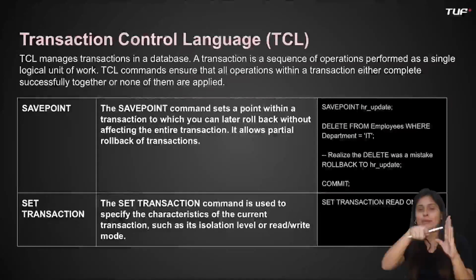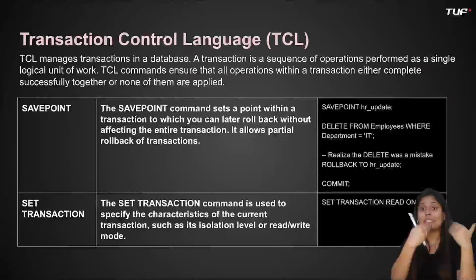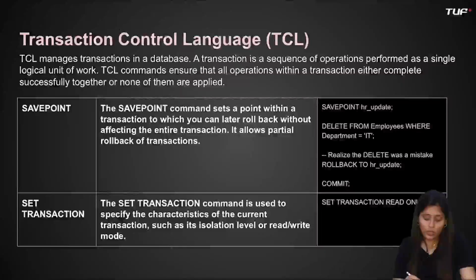This is what save point means. At every instant of time, you are saving the data permanently. So the save point command sets a point within a transaction to which you can later roll back without affecting the entire transaction. So basically, how do you do so?